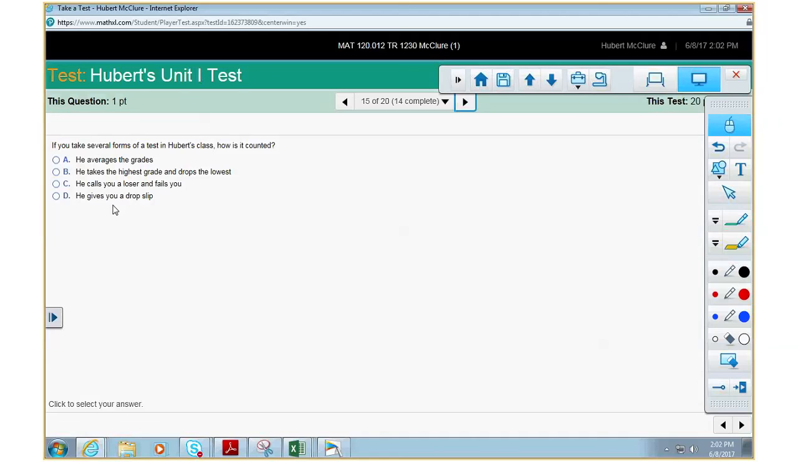If you take several forms of a test in Hubert's class, how is it counted? I will take that as an answer. That's been my experience. Okay. Have you noticed anything about these questions? There's only one answer. So they're very difficult. Yeah, very difficult. When is the last day of class for this semester? D. I spelled it wrong.